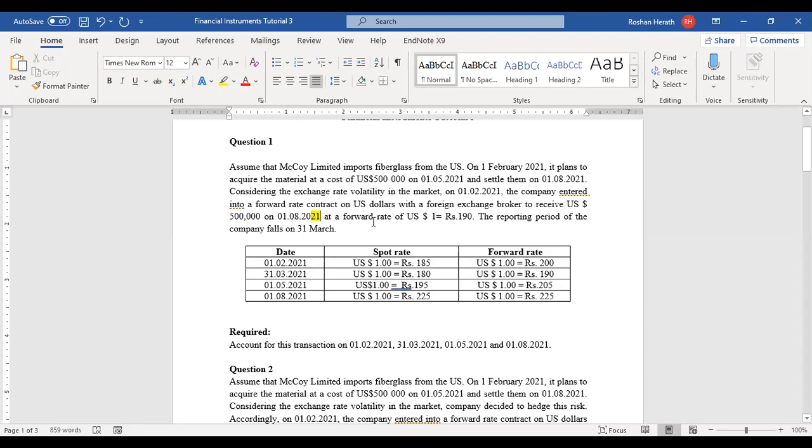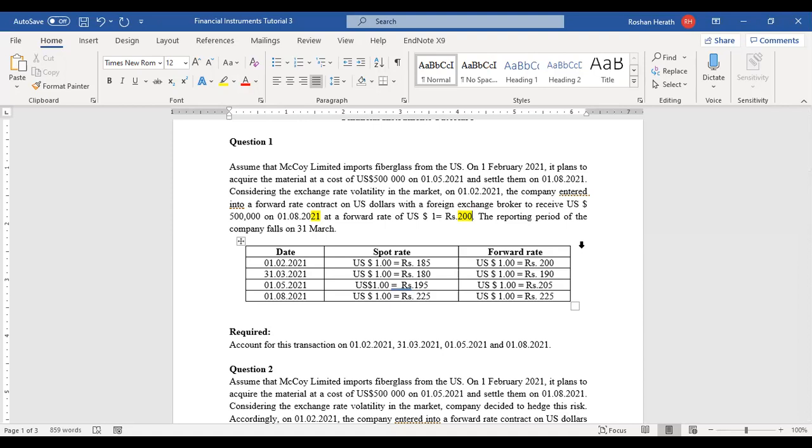You enter into a forward contract at a forward rate of US dollar 1 equal to... it has to be the rate that you agree. Must be 200 over here, right? Another mistake, sorry for that. Because here you can see the forward rate is mentioned as 200. It has to be 200. The reporting period of the company falls on 31st March. Then the requirement is to account for this transaction on 1st of February 2021, 31st March 2021, and 1st of May, as well as 1st of August.